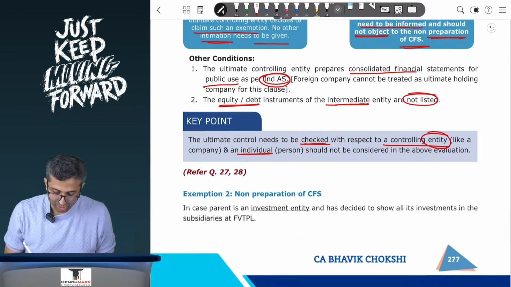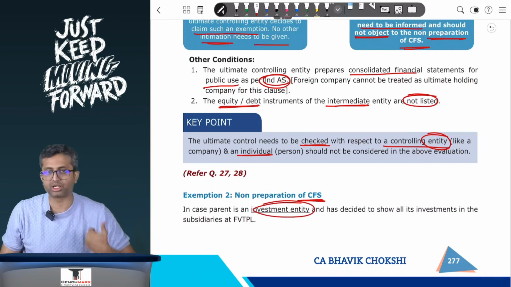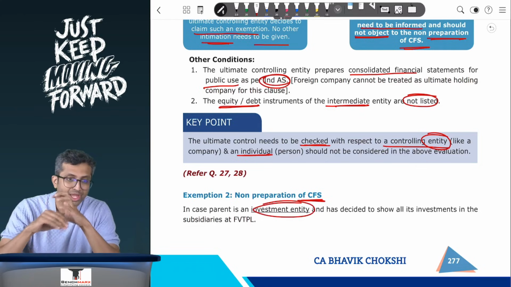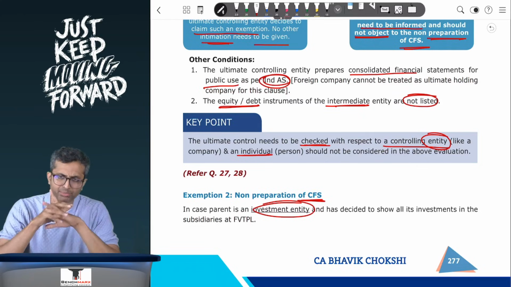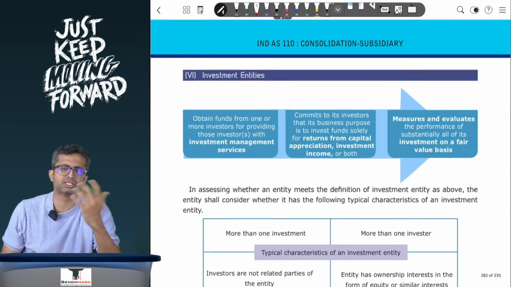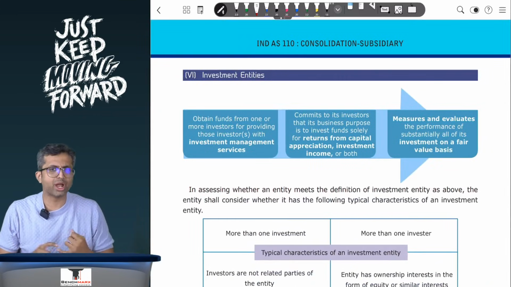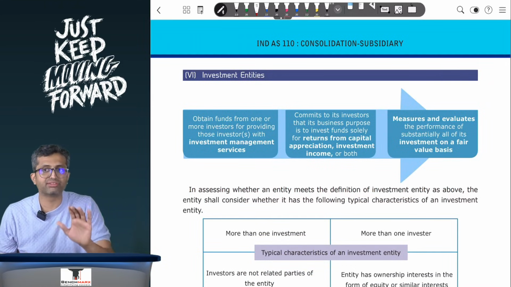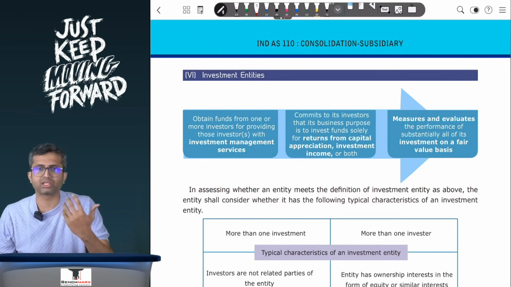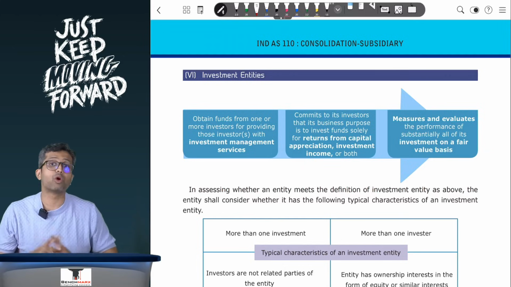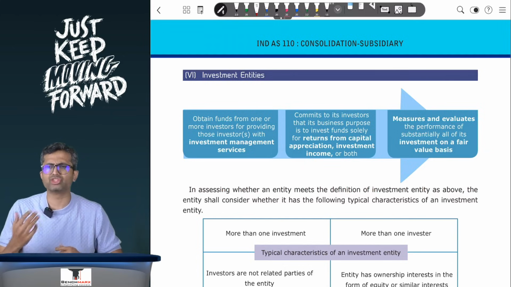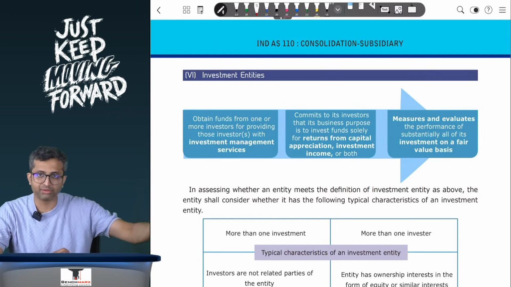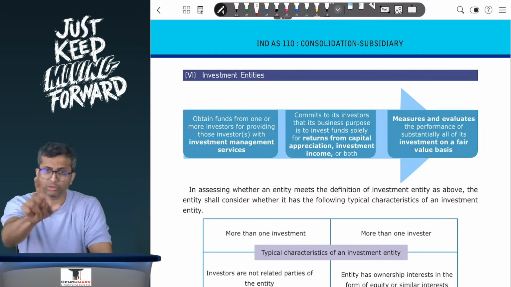Okay, and then exemption for non-preparation of CFS is available to an investment entity. An investment entity, loosely speaking, is something like a venture capital fund, mutual fund, or private equity fund, where I invest in many different companies. My main objective as an investment entity is to provide investment management services, and the return that I earn is largely in the form of investment return like dividend and capital appreciation, and I track my performance using fair value gains. Now, if I'm a venture capital fund or a private equity fund, maybe the startup is making losses. However, if the valuation is doubling, for me the fair value is most important.